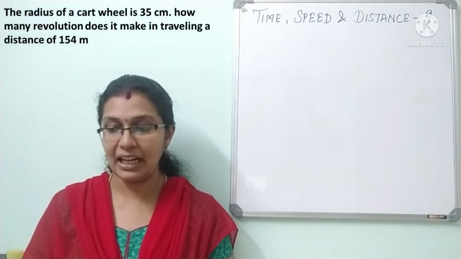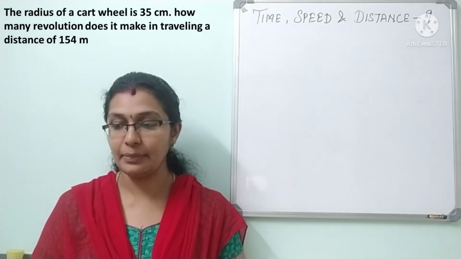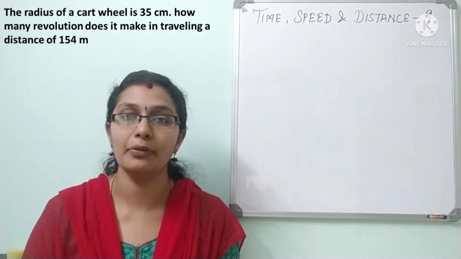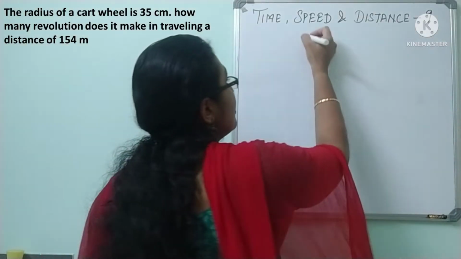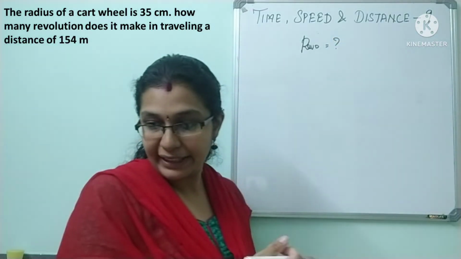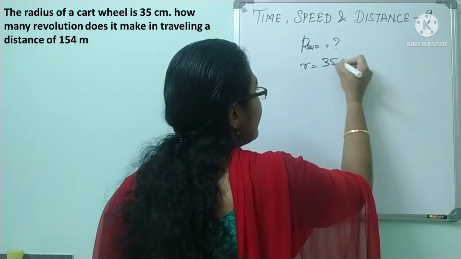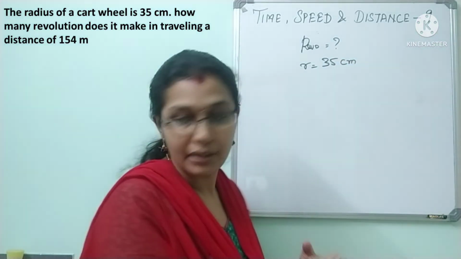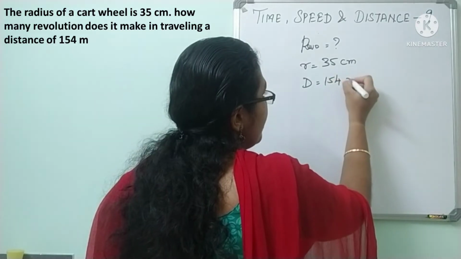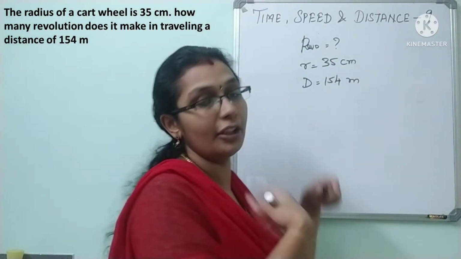The radius of a cartwheel is 35 centimeter. How many revolutions does it make in traveling a distance of 154 meter? So here, we will have to find the number of revolution. So revolution is the question mark. Instead, what are the hints given? Radius is 35 centimeter and distance is 154 meter. So this you will have to note down. This is given in centimeter and this in meter. So convert the centimeter to meter.